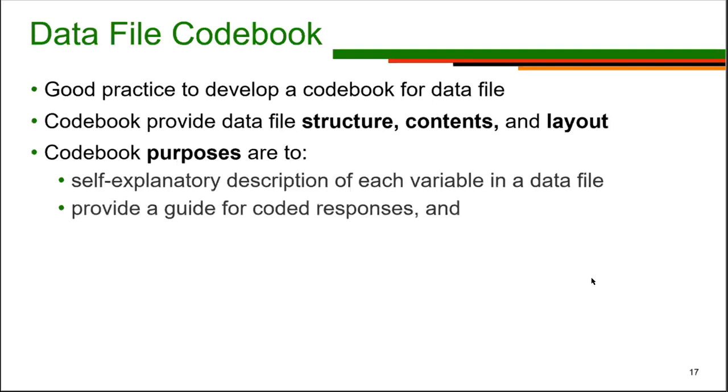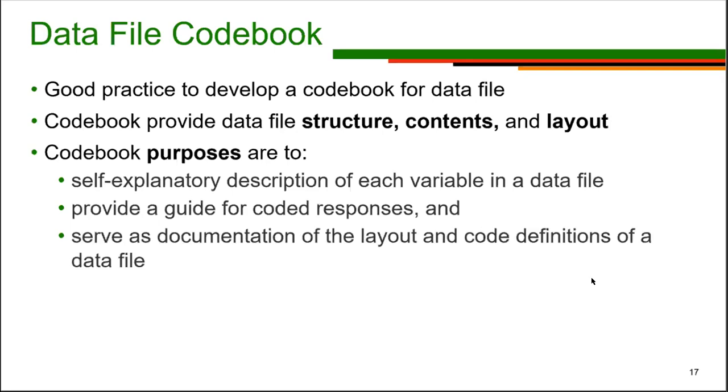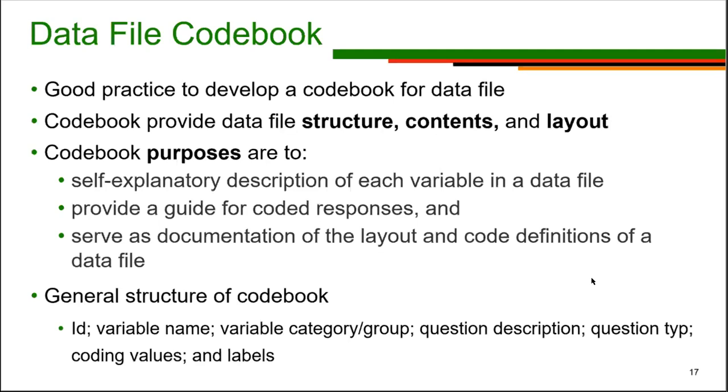The second reason is that it provides a guide for coded responses. So there are times that you download data and it has ones, twos, threes, 99, and so on and so forth. And you wonder what those codes are. So the codebook will explain what those variables are. And then it will also serve as documentation of the layout and the code definitions of your data file. So in essence, the general structure of the codebook will include, at a minimum, these fields.